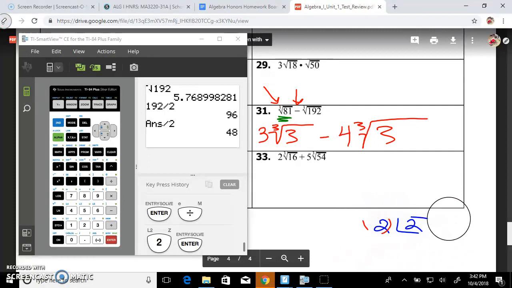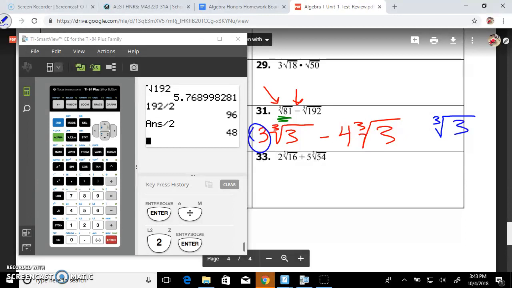So our end goal is to simplify like terms. Do these terms have like radicands? Yes, they do. They both have the cube root of 3. So our answer is going to be something cube root of 3. 3 minus 4 is negative 1. So you'll probably just see it written as the negative cube root of 3.